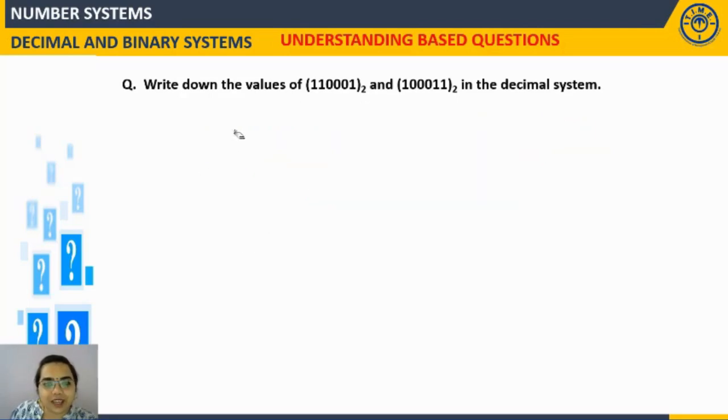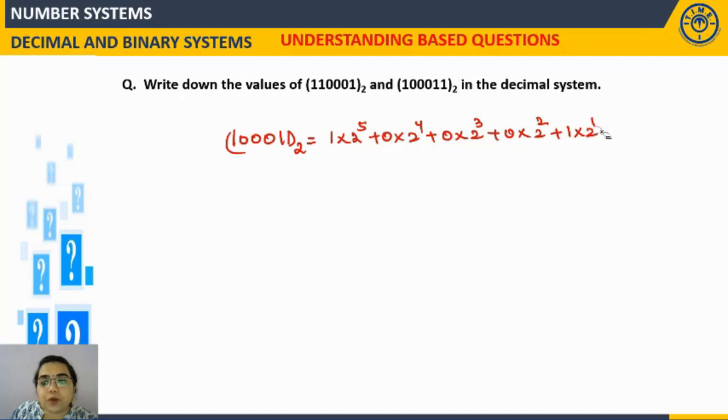Let us have a look at the number 100011 to the base 2. Okay, so now let's consider the number of digits. The number of digits is 6. So you consider 1, multiply it by 2 to the power the number of digits minus 1. So 1 into 2 to the power 5 plus 0 into 2 power 4 plus 0 into 2 cube plus 0 into 2 square plus 1 into 2 power 1 plus 1 into 2 power 0.